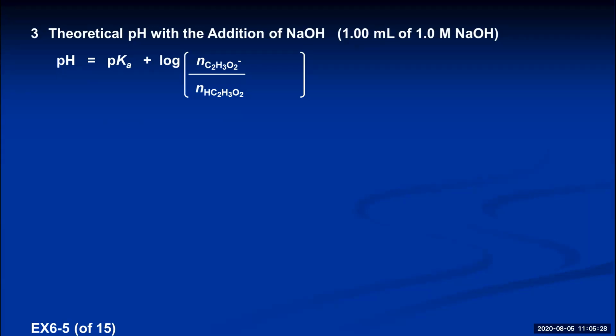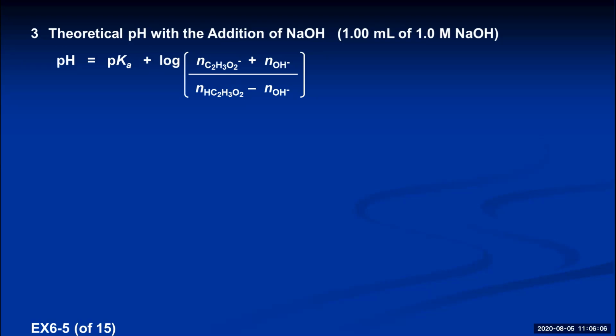Now, why are we doing the amended form? Because we're adding a strong component to the solution. In this case, we're adding a strong base, and bases react with the acids. So in the denominator, when I have moles of the acetic acid, it's going to be reacted away by however many moles of sodium hydroxide I put in there. So on the bottom, I'm going to go minus moles of hydroxide. What do the hydroxides do? They turn the acetic acid molecules into the acetate ions. So on the top, I'm going to go plus moles of hydroxide. And this is the amended form of the Henderson-Hasselbalch equation when you add a strong base to a buffer solution.